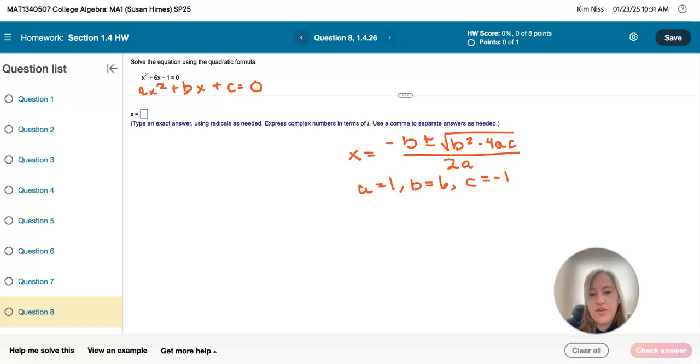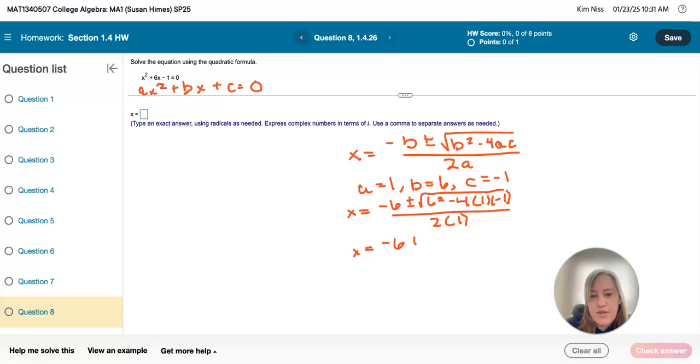So now all you have to do is plug these guys back into the equation. So to do that, we would just do x equals negative 6 plus or minus the square root of 6 squared minus 4 times 1 times negative 1, all over 2 times 1. So from here it's really just a matter of simplifying your equation. So we'll just do that until we get to the final result.